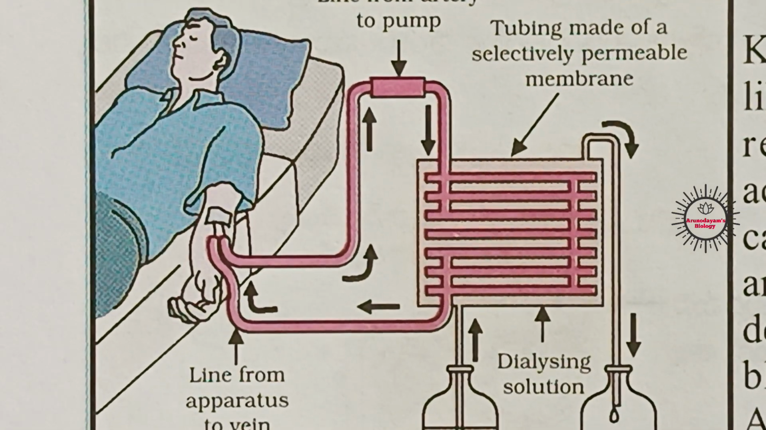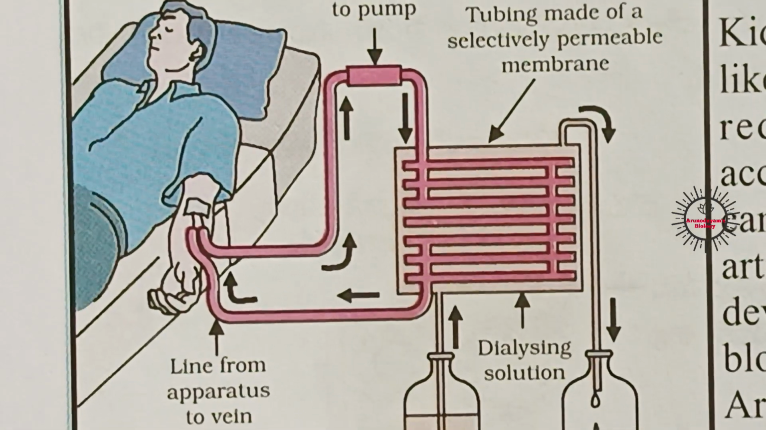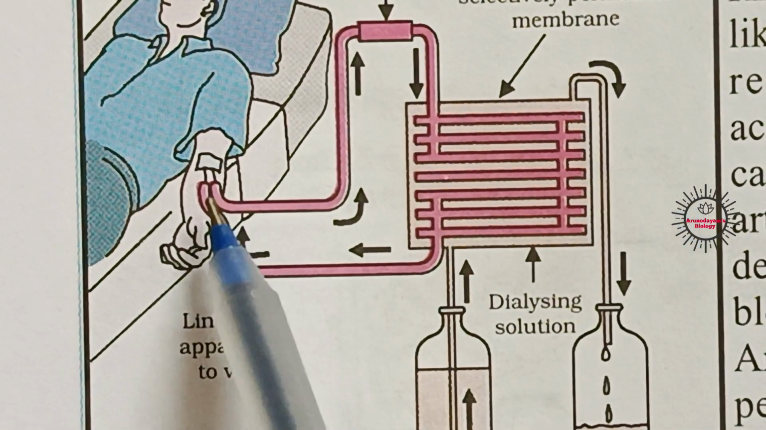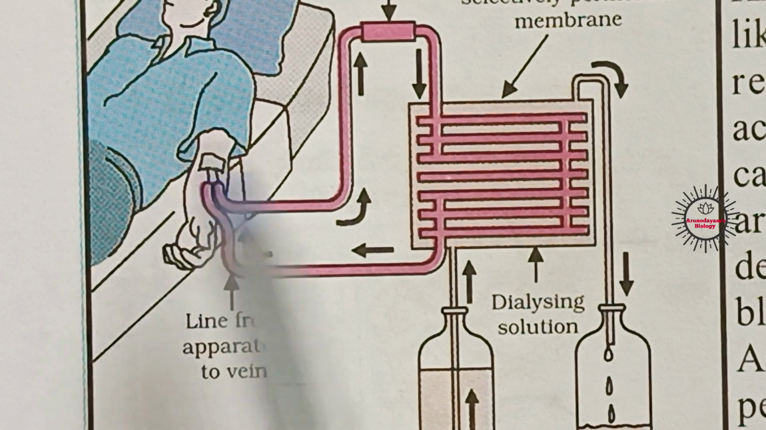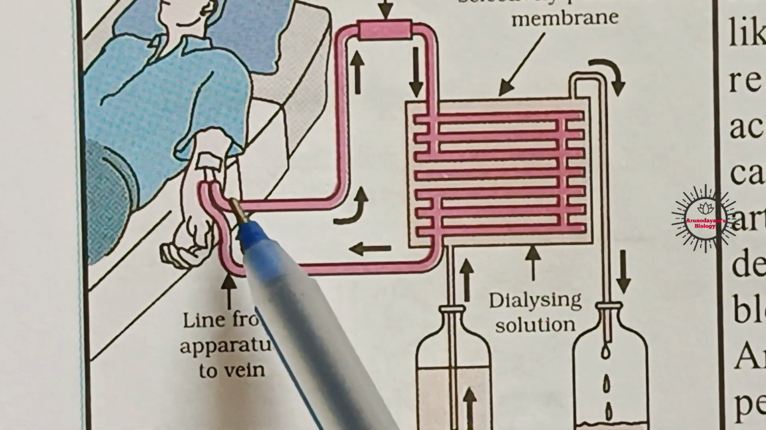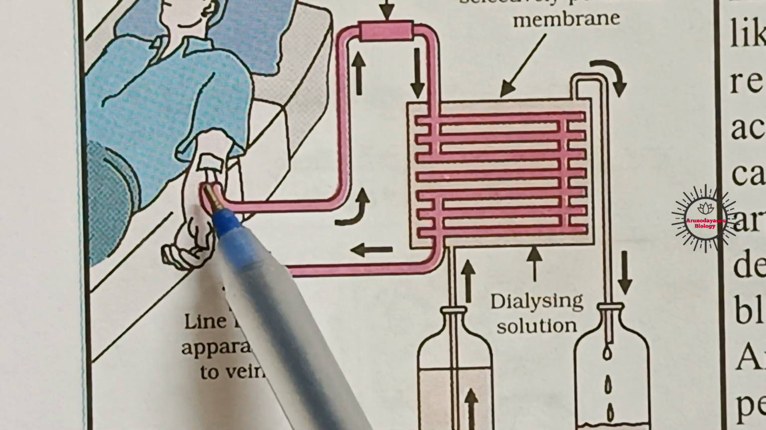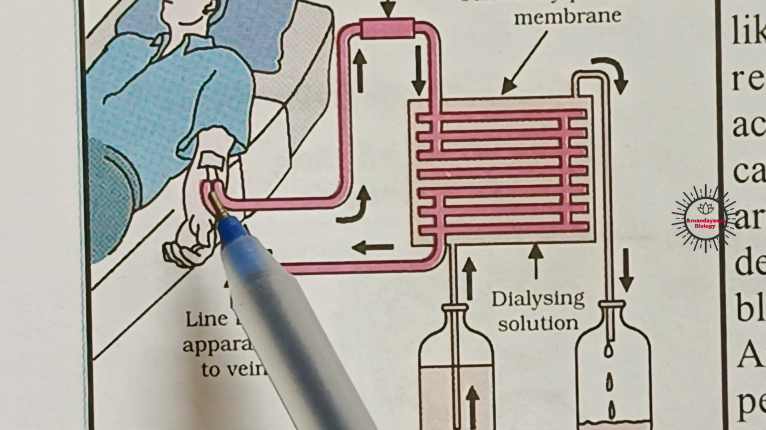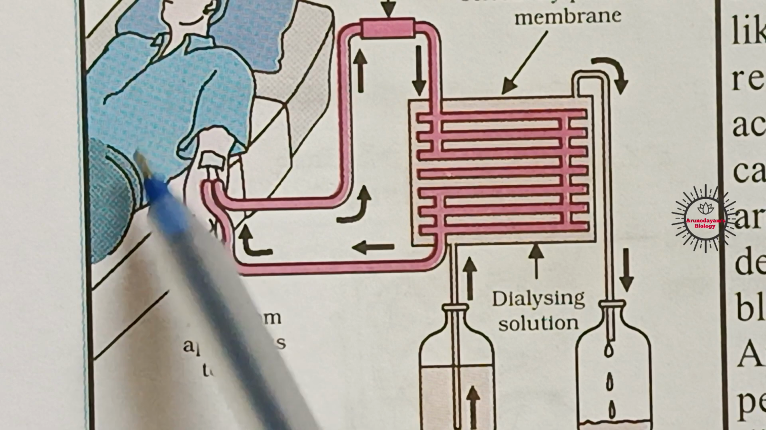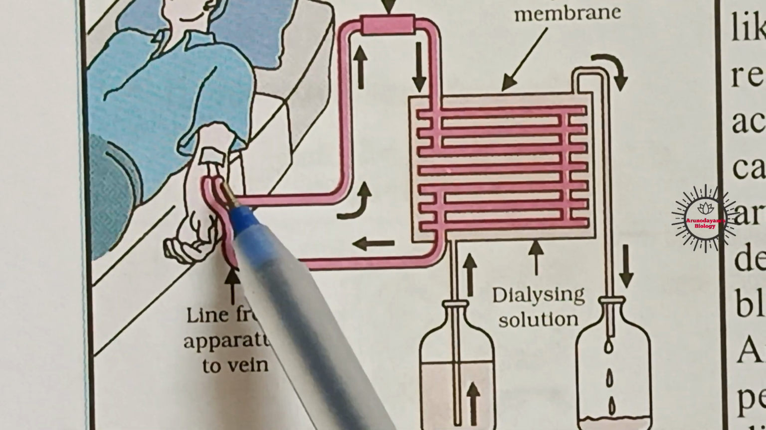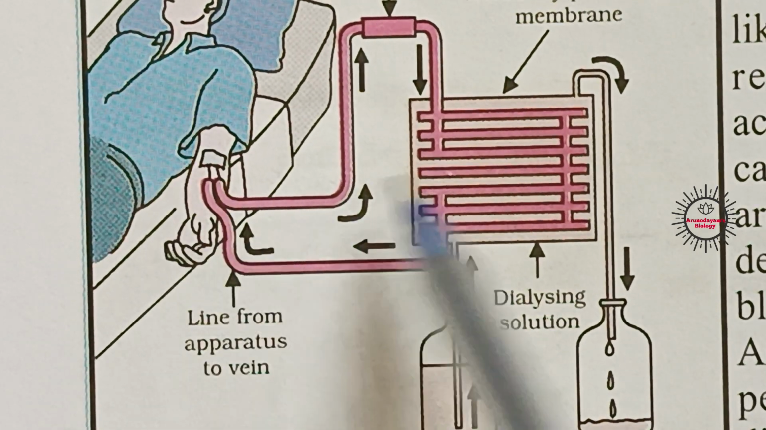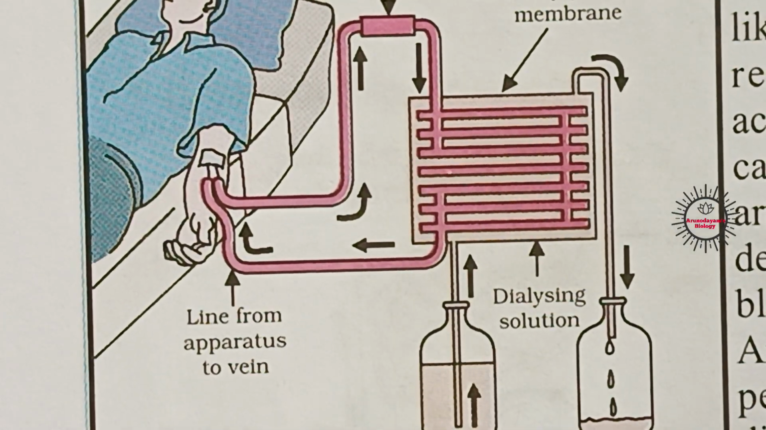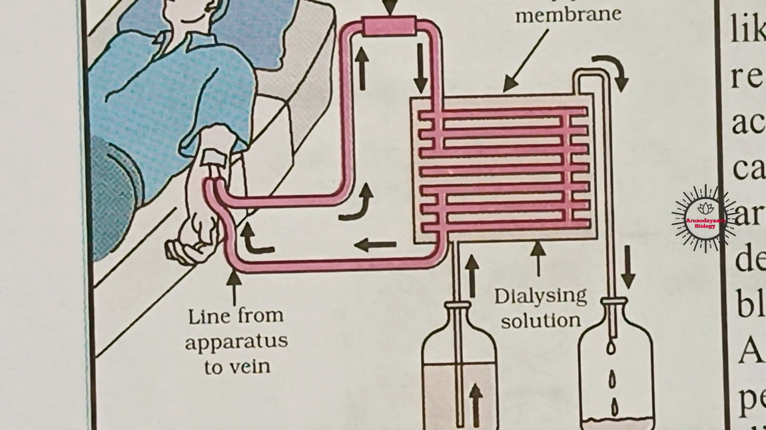So what happens in the artificial kidney? How is the blood purified? Let us see. The kidney failure patient's blood is extracted to outside from the artery. Actually arteries carry blood now with nitrogenous waste materials. To this blood a substance called heparin is added. Why? Because it prevents the clotting of blood.